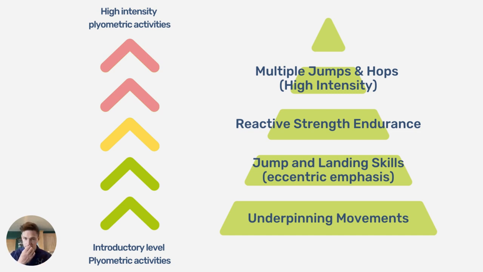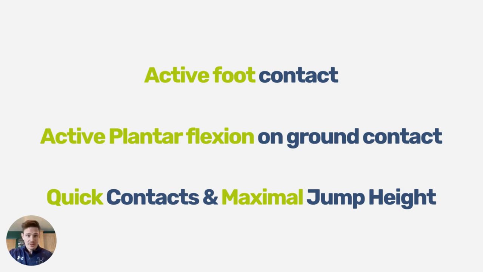So next up, we have multiple jumps and hops, and these are high intensity. So we've taken the intensity up. We're now looking at continuous maximum effort: long jumps, continuous hops, maximum effort bounding, or high intensity jumping, or hurdle jumps. I think would now come into this. So we've got, again, that active foot contact, active plantar flexion on the ground as we contact, the same as we did before, but with this big difference now, we've got quick contact, maximal jump height. So now the intent is built onto this.